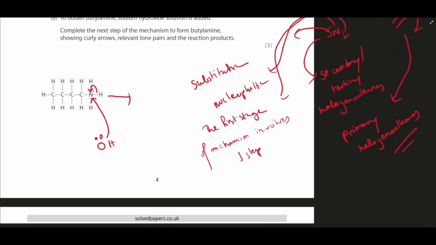Just wanted to let you know. OH is going to attack. It's going to attack and provoke the nitrogen atom to take out the bonded electrons from the NH bond, and this will cause the H to come out. This H is going to react with OH to produce two things.